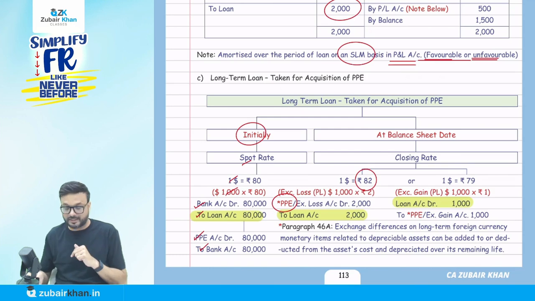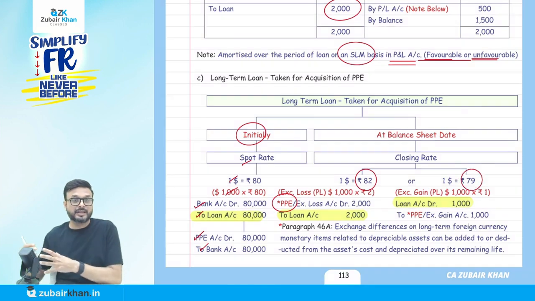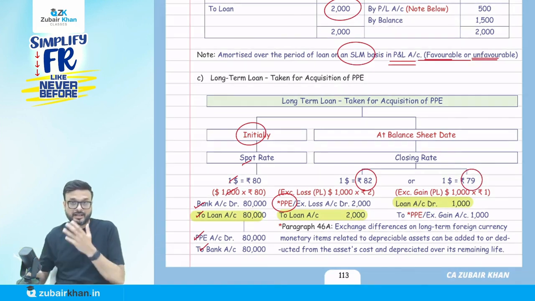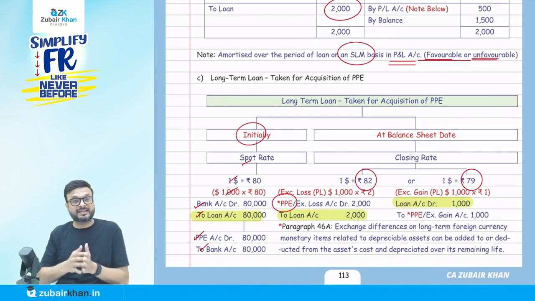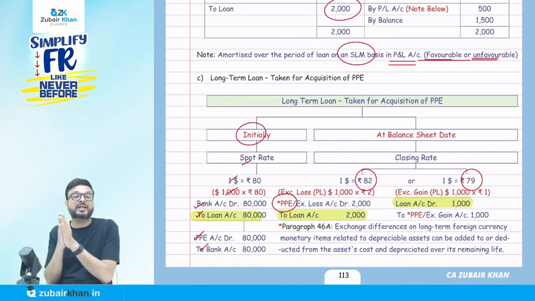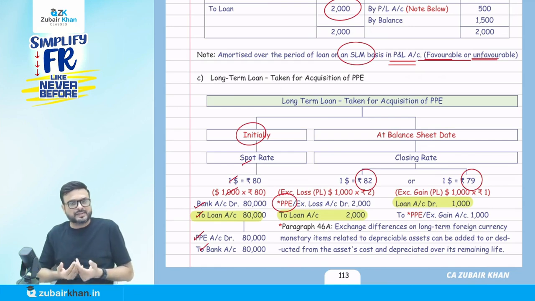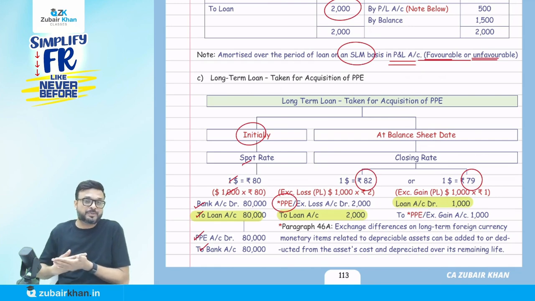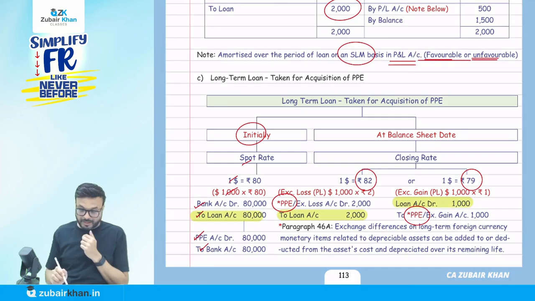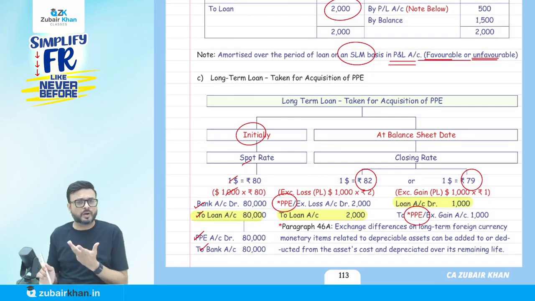Or suppose on the balance sheet date the exchange rate is 79. What is going to happen when the exchange rate is 79? Initially I was liable to pay 80,000. Now I am liable to pay 79,000. I have a gain here. So we'll say the gain, take it to the P&L account. Yes, we can take it to the P&L account. But they give us the option again to adjust the PP account. So here I am debiting PP, here I am crediting PP. Okay, got the point. If it is a loss, it will be debited to PP.